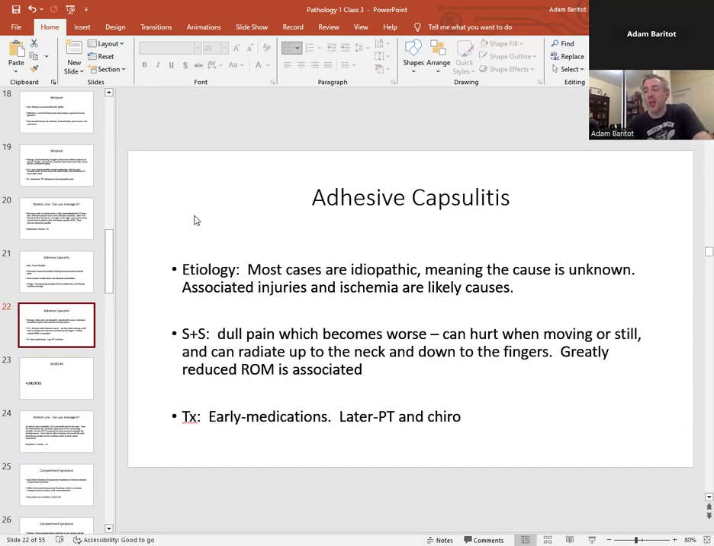It was a long time for him to heal. Signs and symptoms: dull pain, which becomes worse. It can hurt while you're moving, or it can hurt just standing still, and the pain can radiate up to the neck and down to the fingers. Greatly reduced range of motion is the primary symptom, hence adhesive capsulitis.